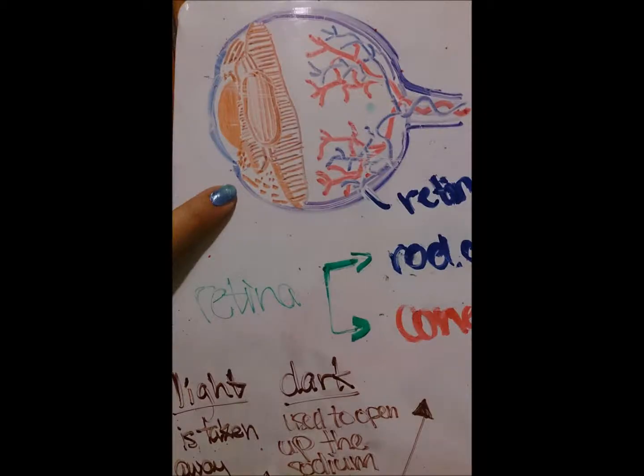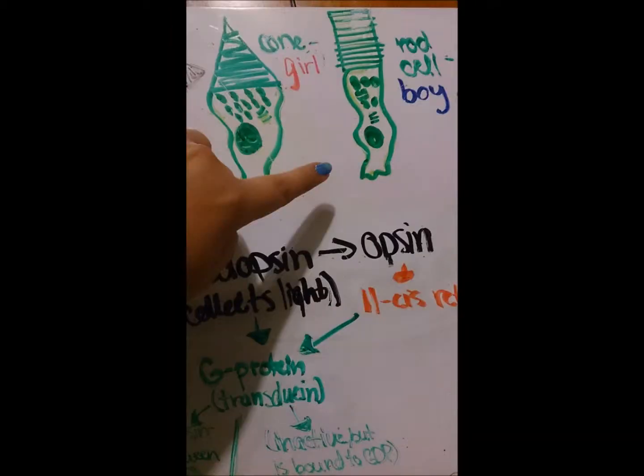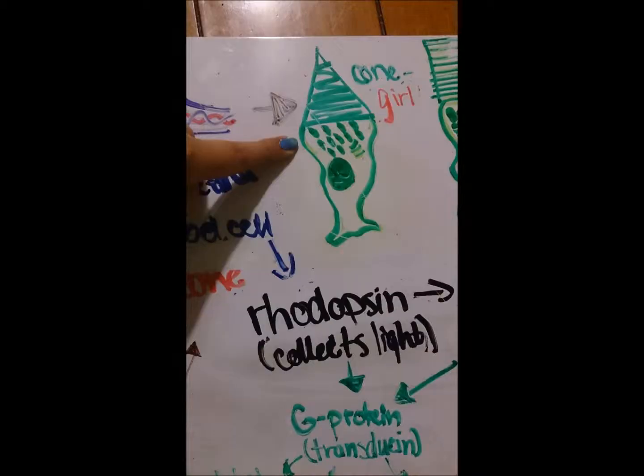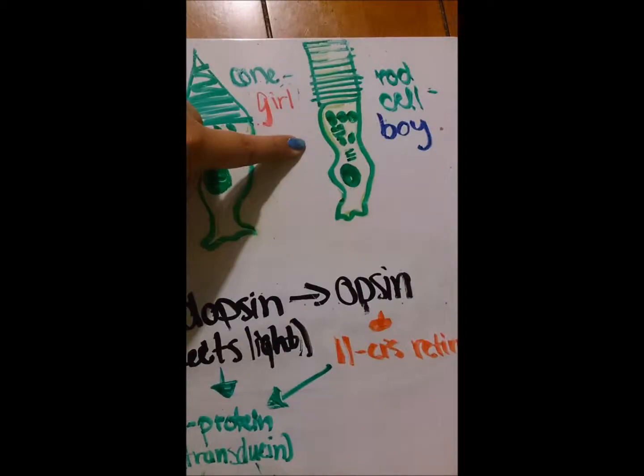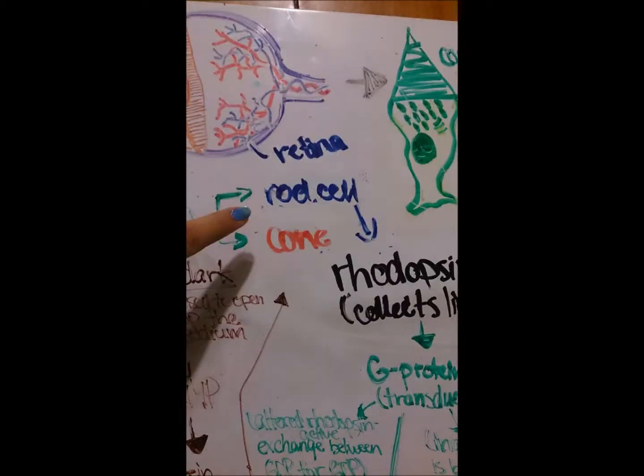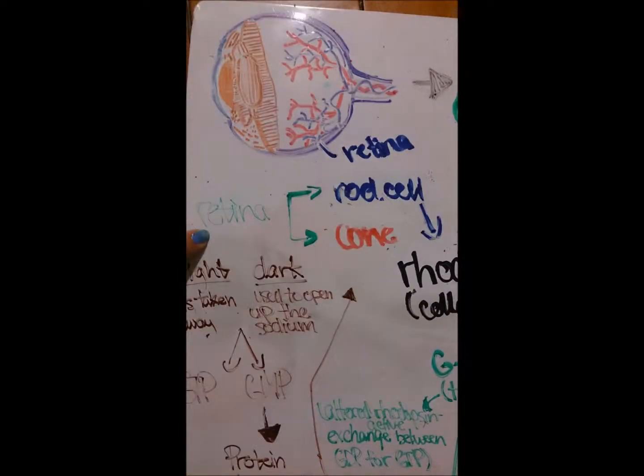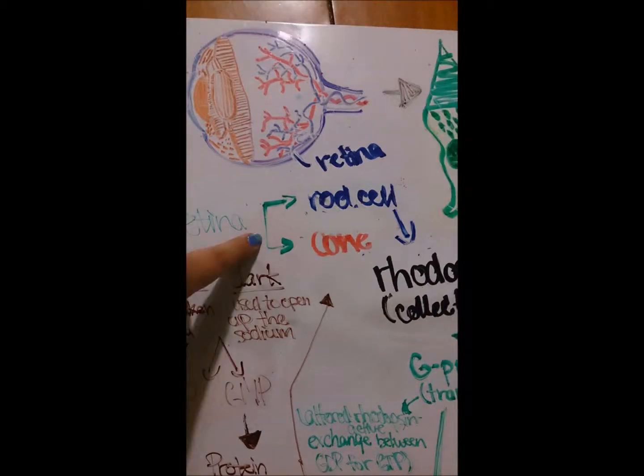Phototransduction is having light go through the retina, and once the light goes through, it splits into two, the rod cells and the cones. Then the first one is the cone, which is a girl, and the rod cell, which is a boy. The girl is much more colorful, which is what a cone does. It allows for one to see color. While the boy, the rod cell, is someone who keeps things simple and allows the light to pass through.